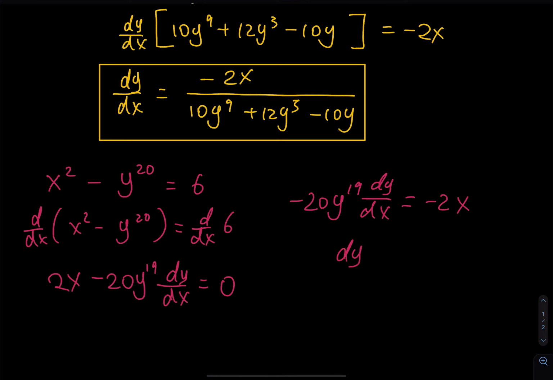So now you have dy dx equals negative 2x, or I should say positive 2x, divided by 20y to the 19. This is your final answer. And of course, you can simplify the 2 and the 20. All right, so this is the brief introduction to implicit differentiation.